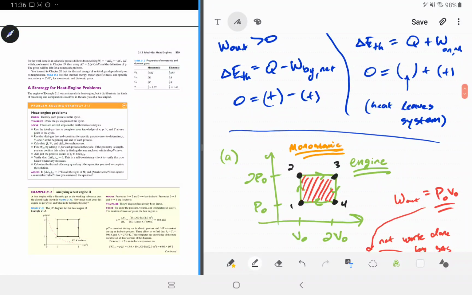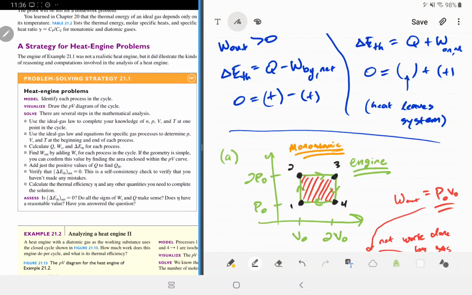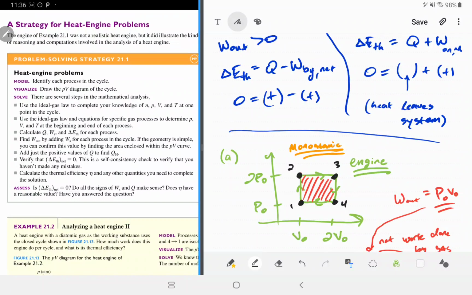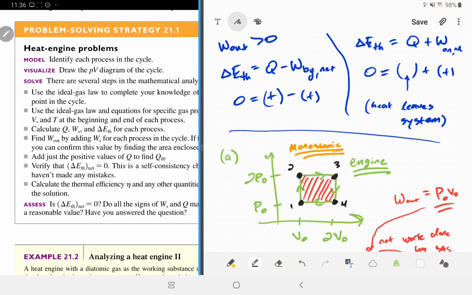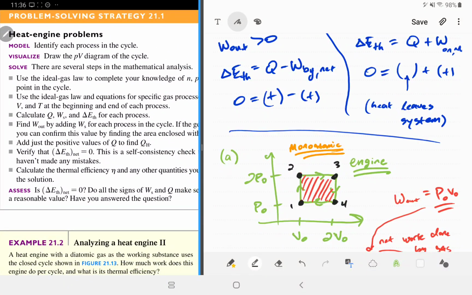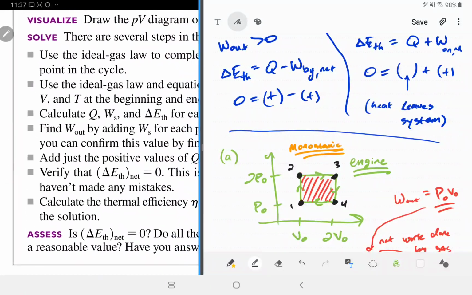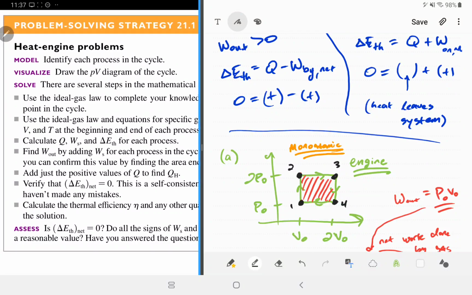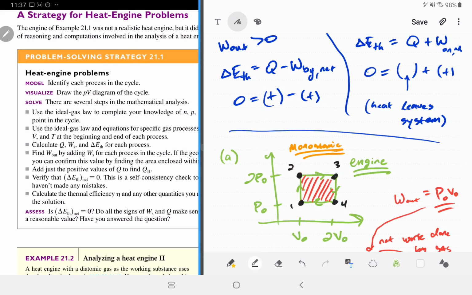So your book sums this up, a strategy for heat engine problems. Draw the PV diagram if they didn't give it to you already. So really they're telling you to do Q, W, and delta E for each process. That's a little bit of overkill. Really all you need are the Q's that contribute to QH. And it's this step right here, add just the positive values of Q to find QH. That's generally the hardest part of all this. But that's definitely a relevant piece because that goes directly into the calculation for efficiency.